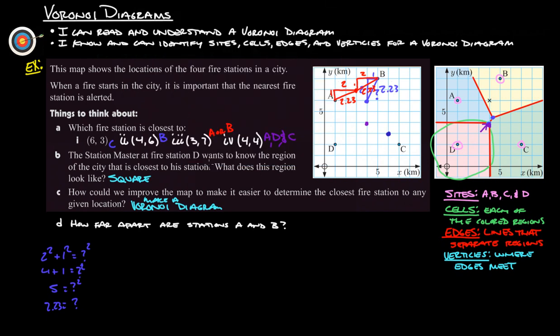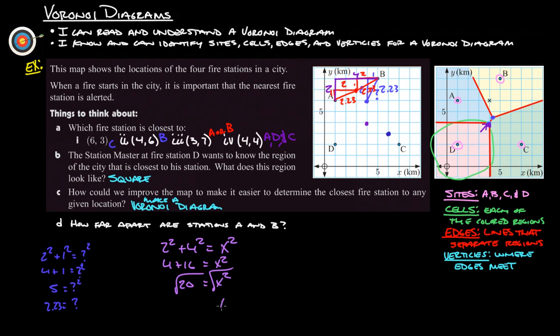All right. So, how far apart are stations A and B? I've drawn all over this, I apologize. Let's do a new one here, in purple. So this distance here is 2. This distance is 1, 2, 3, 4. So that is going to be 2 squared plus 4 squared equals, let's call our distance x, x squared. So 4 plus 16 is x squared, so 20 is x squared.